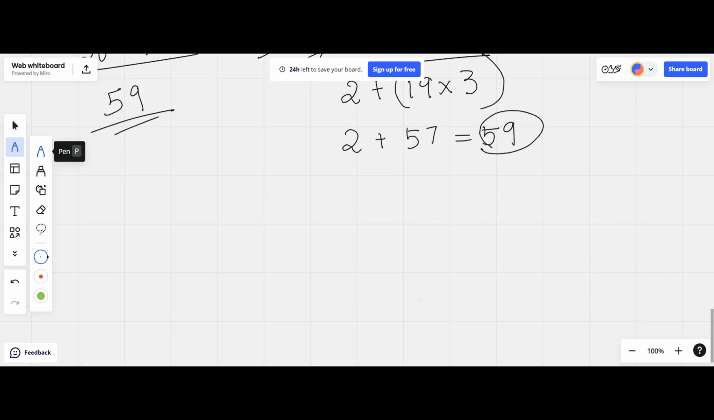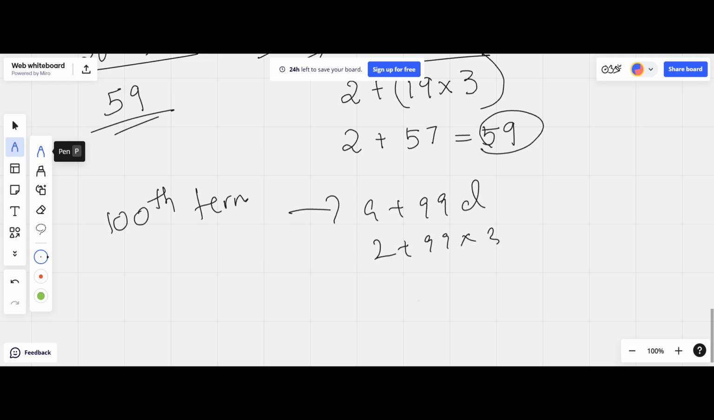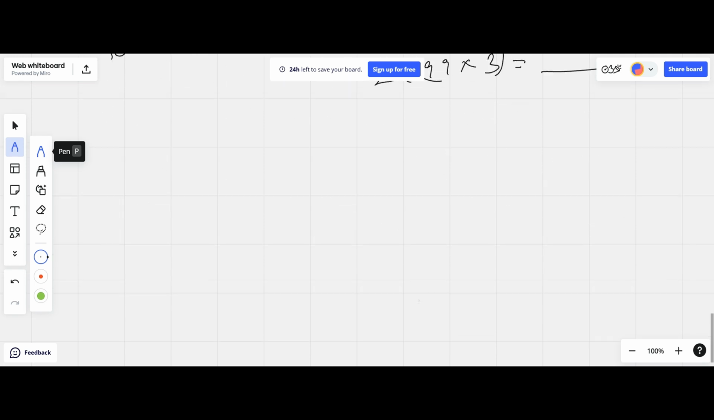Okay, simple, no? Let's say your teacher asks you to find the 100th term, the 100th number. If you are going to put numbers one by one, it will take too much time. So easily, you can write a plus 99d. So 2 plus 99 into 3. If you calculate this, you will get the 100th number in that sequence. Simple. So for this, we can write a general formula.